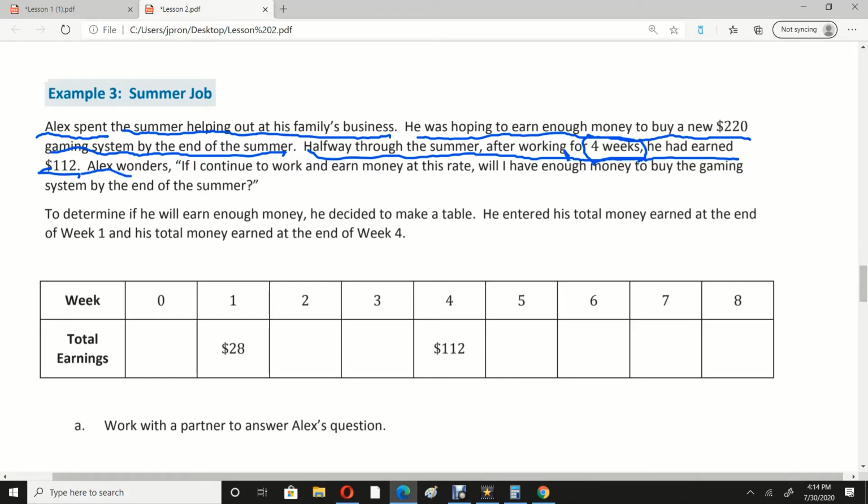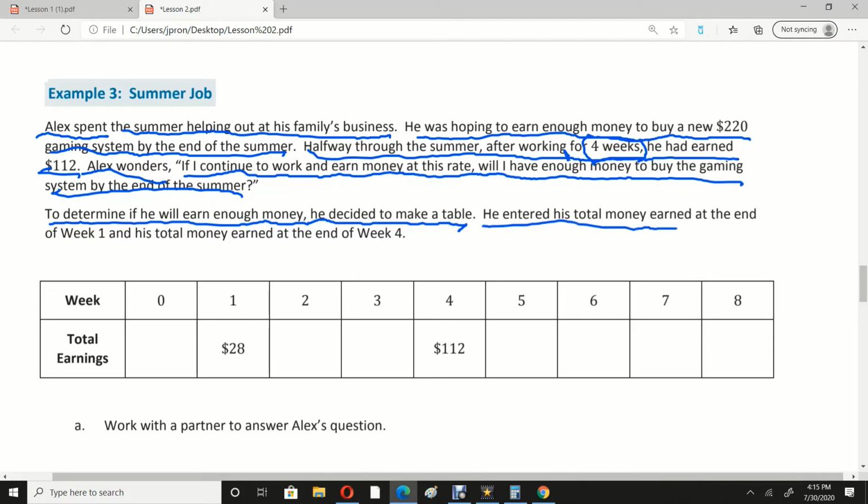Alex wonders to himself, if I continue to work and earn money at this rate, will I have enough money to buy the gaming system by the end of the summer? To determine if he will have enough money, he decided to make a table. So he started a table down here. He entered his total money earned at the end of week 1 and at the end of week 4. Fantastic. So you can see Alex already started marking down the money he made. He made $28 in his first week, and by week 4, this is cumulative, he had earned a total of $112.